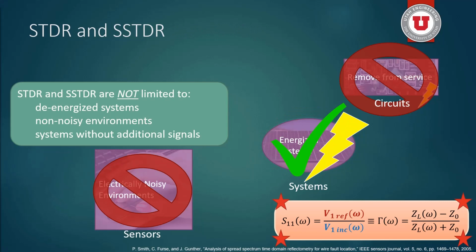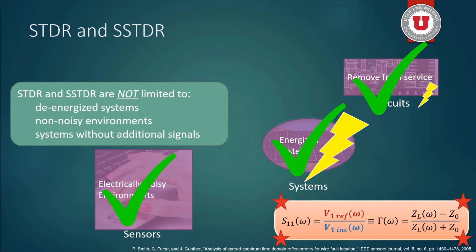However, sequence time domain reflectometry, STDR, and spread spectrum time domain reflectometry, SSTDR, can both operate on energized electrical systems up to 1 kilovolt. They are inherently immune to electrically noisy environments, and they do not require the absence of data or control signals in the system.